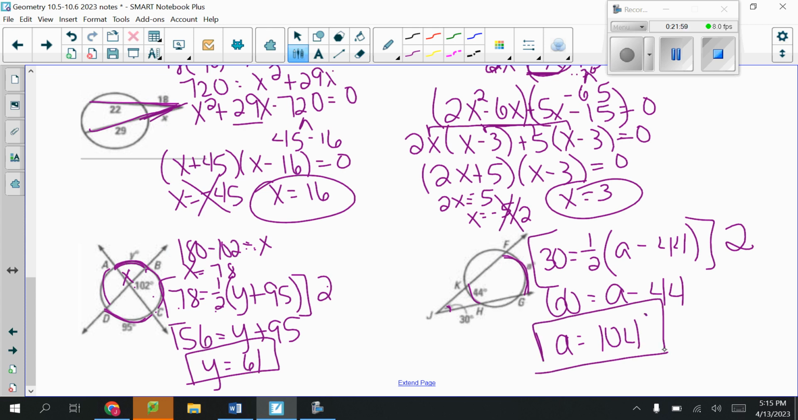So that wraps up section 10.5, 10.6, and that is the end of chapter 10.